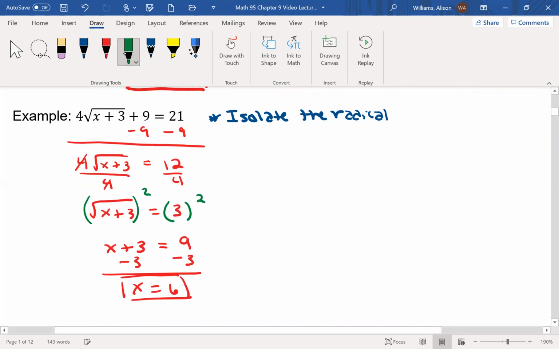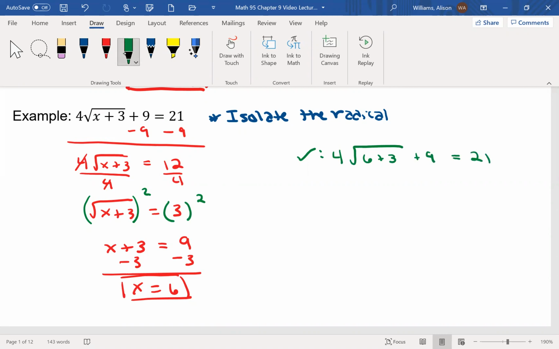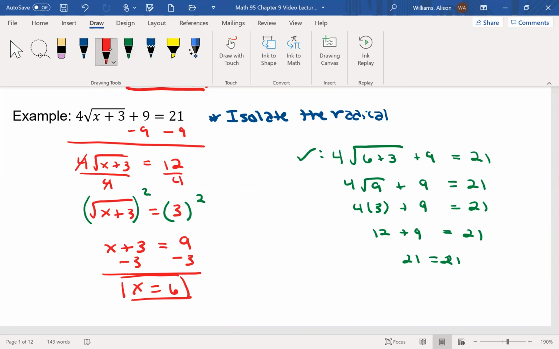And I could double check that to make sure it works. So 4 times the square root of 6 plus 3 plus 9. Let's see if that equals 21. Okay, so 6 plus 3, that's a 9, which when I take the square root of 9, that's going to be a 3. Timesing it by the 4 is going to be 12. And 12 plus 9 is 21. Yay, it works. Okay.